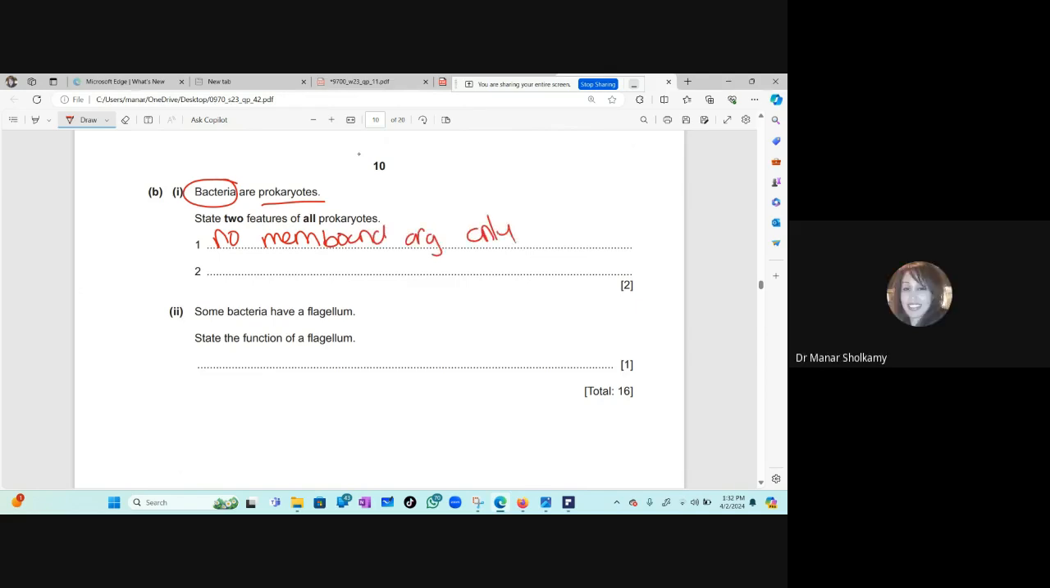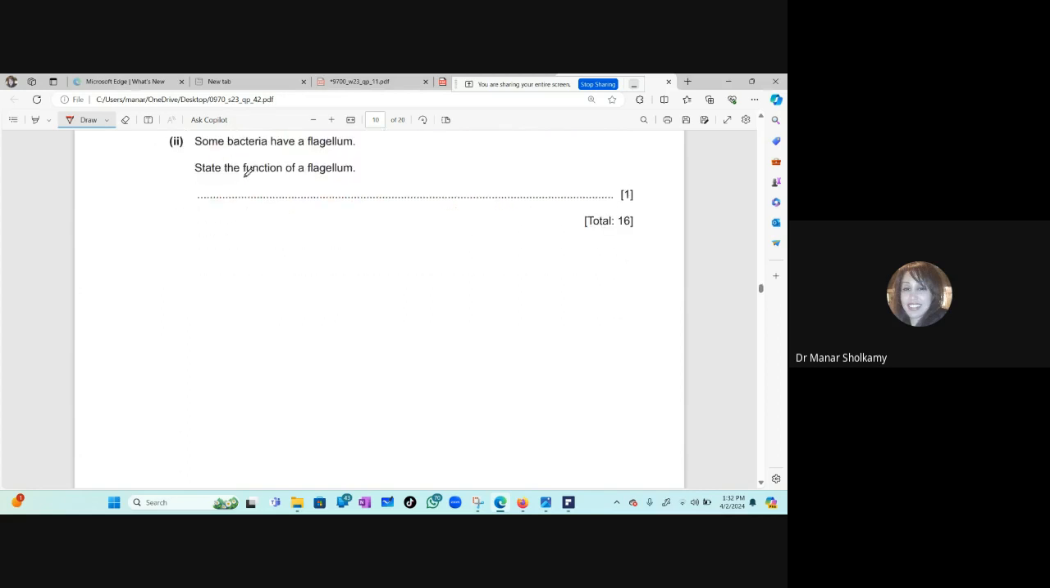They only have ribosomes. Give me another feature. Plasmids. Yes, correct. They have plasmids. Cell wall of peptidoglycan. Yes, they have a cell wall. They have no nucleus, and their cell wall is made up of peptidoglycan. Very good. And they have no nucleus, and they're small, and they have no organelles. Perfect. Now, the bacteria have a flagellum. What's the function of the flagellum?